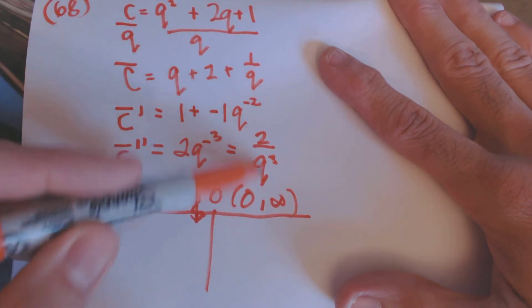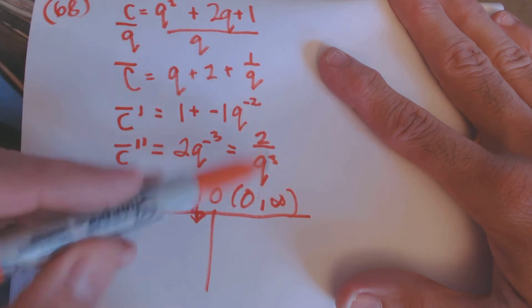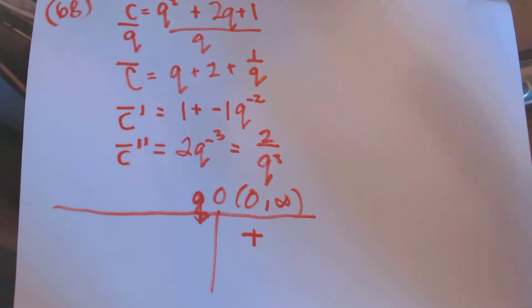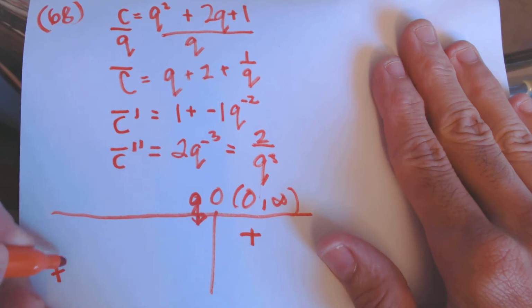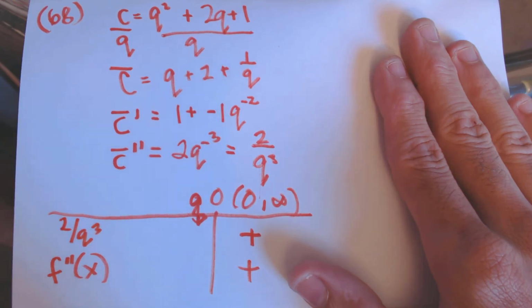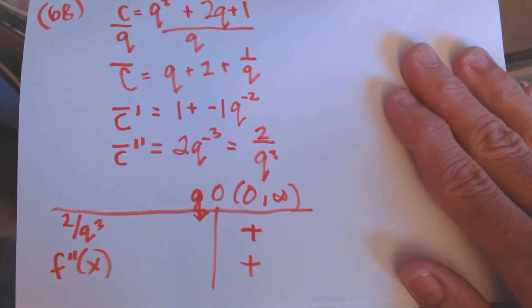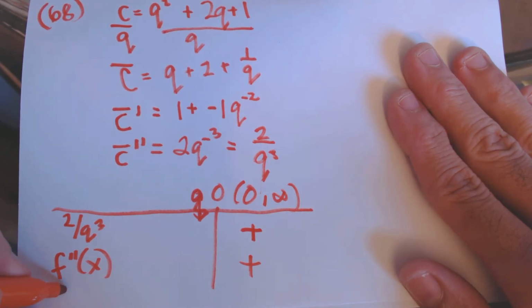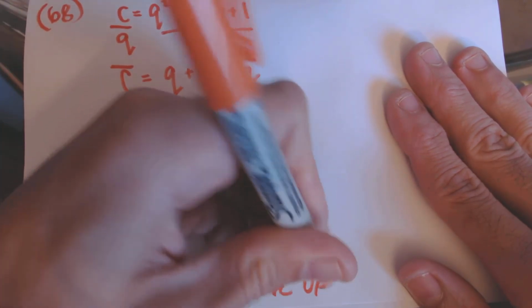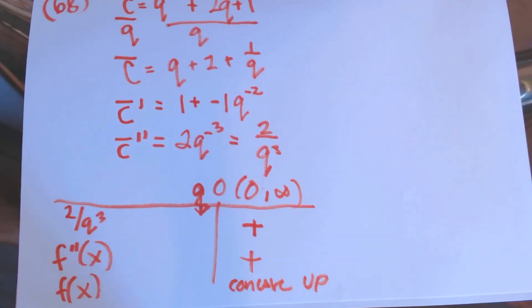So let's plug in 2 over 1. That's going to give us a positive second derivative for average cost, which means that the function is positive. This function's second derivative is positive from 0 to infinity, which means that the function is concave up from 0 to infinity.